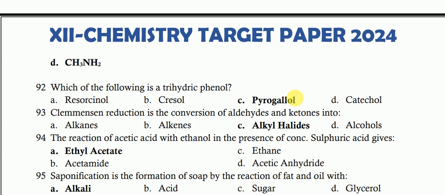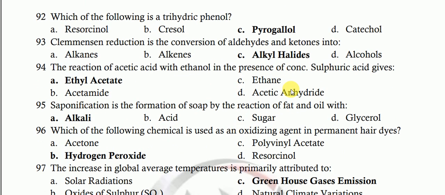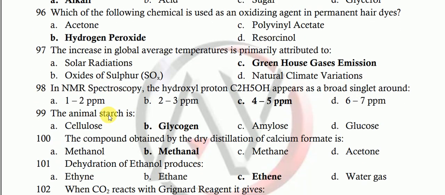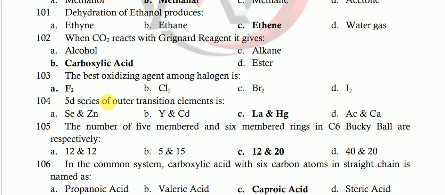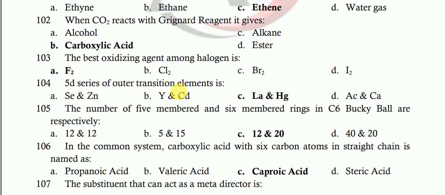Which of the following is trihydroxy phenol, pyrogallol? Saponification is the formation of soap by the reaction of fat and oil with alkali. The increase in global average temperatures is primarily attributed to greenhouse gases emission. The animal starch is glycogen. 5d series outer transition elements are La and Hg, mercury.